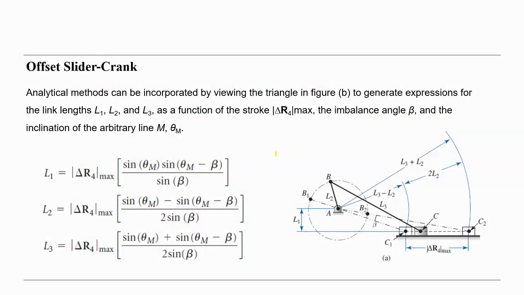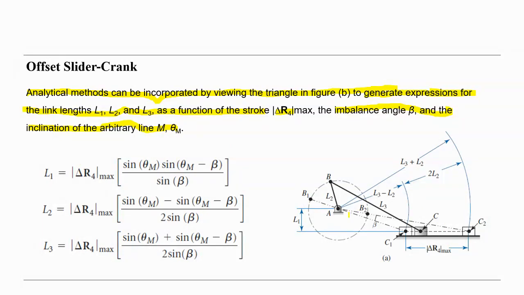Okay. For the offset slider crank mechanism, you can also calculate L1, L2, and L3 analytically. The analytical method can be incorporated by viewing the triangle in figure B, like here. Generate expressions for the link lengths L1, L2, and L3 as a function of the maximum stroke, the imbalance angle, like this, the inclination of the arbitrary line M, theta m. So using these equations you can also calculate analytically.